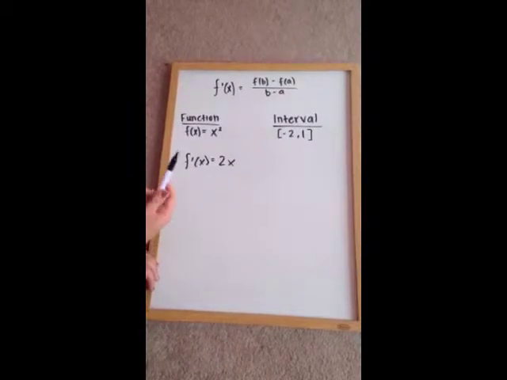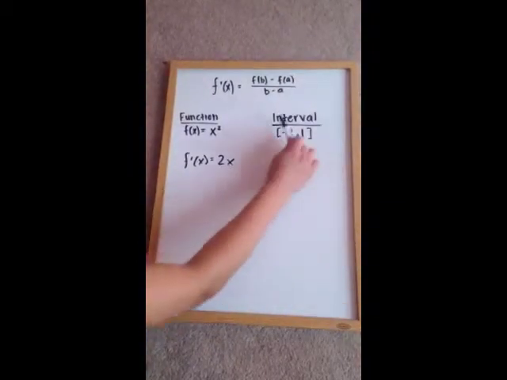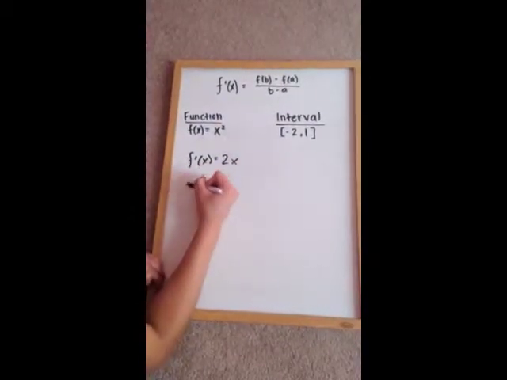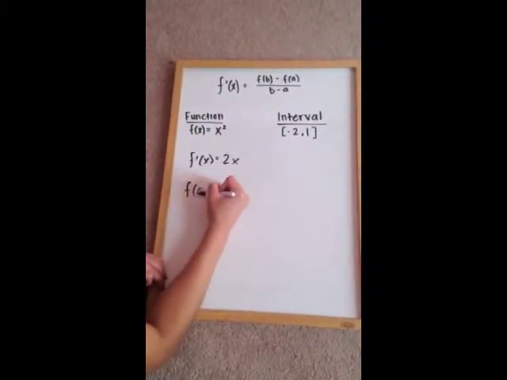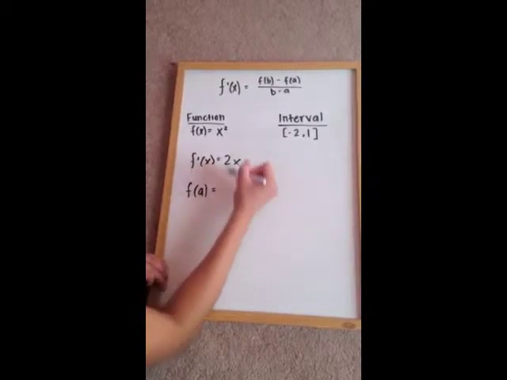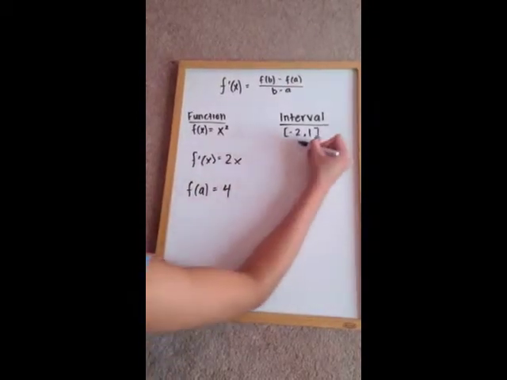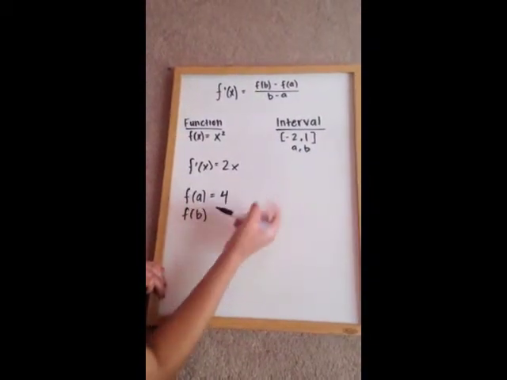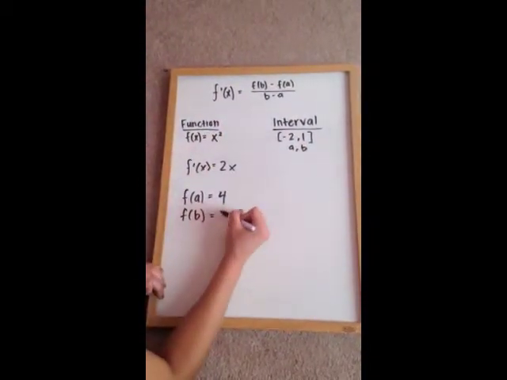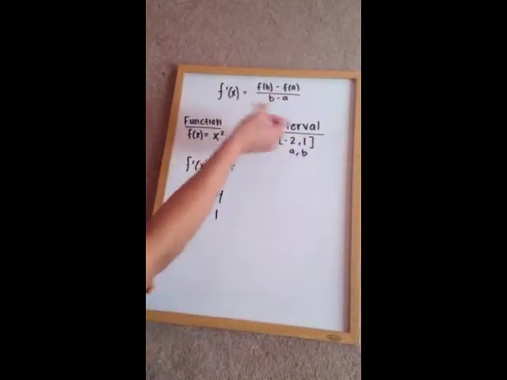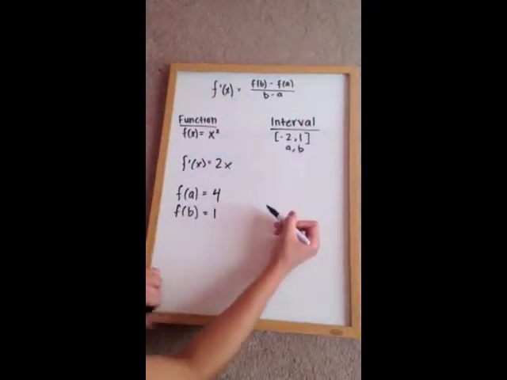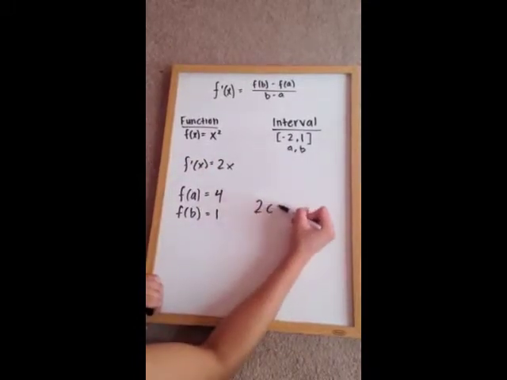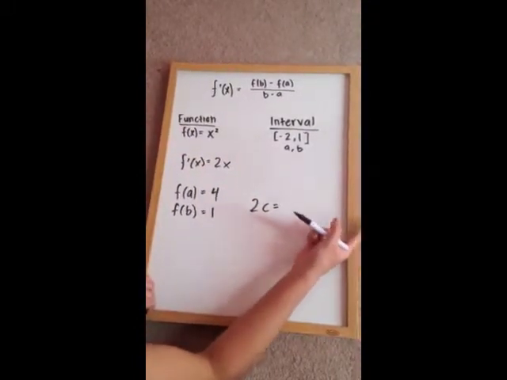Next, we're going to plug in these interval values into the original function. So -2 squared is 4, and then, oh, this is a and this is b. And then 1 squared is 1. Next, we're going to take this equation. So we have 2x, and we're going to change it to 2c to determine the value of c.